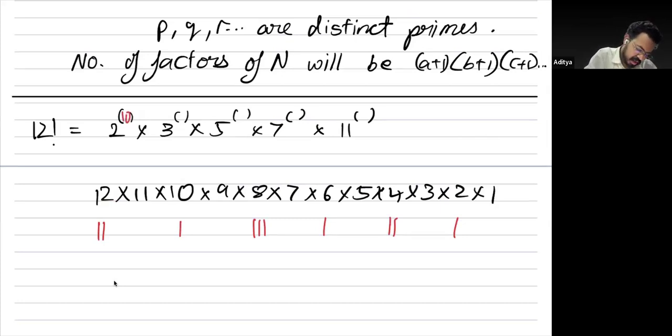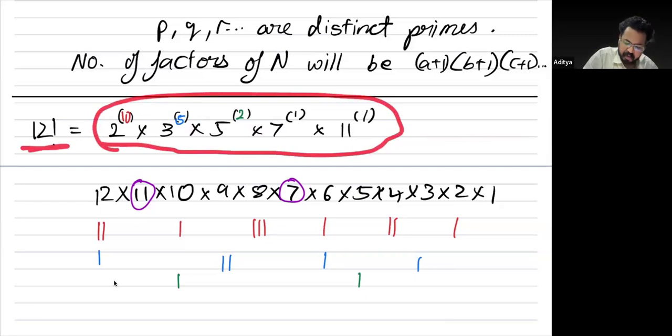For 3, how many powers do I have? 1, 2, 3, 4, 5. So I'll write 5 over here. And 5 appears only twice. So this I can do with green. 5 appears once over here, 5 appears once over here. So it appears only twice. 7 and 11 each appear only once in this entire sequence. There is 7 and then there is 11. And we know no other prime numbers are going to come. So this is the prime factor decomposition of my number 12 factorial.